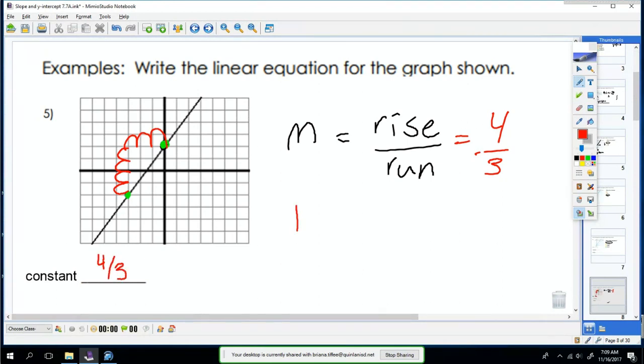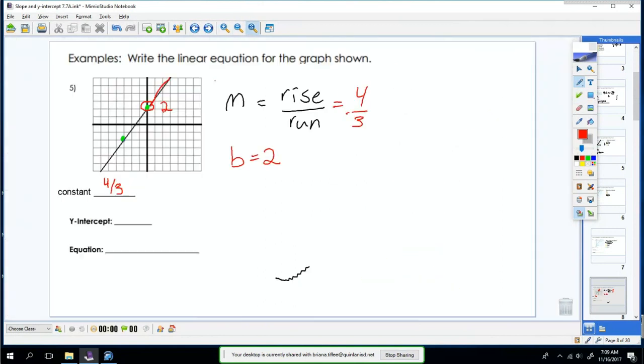So now we're going to find our b. And these are our dots. So we're going to put our finger on the line, and we're going to go down until we hit the y-axis, which is right here, which is 2. So it means b is 2. So our y-intercept is 2. So our equation is y is equal to 4 thirds x plus 2.